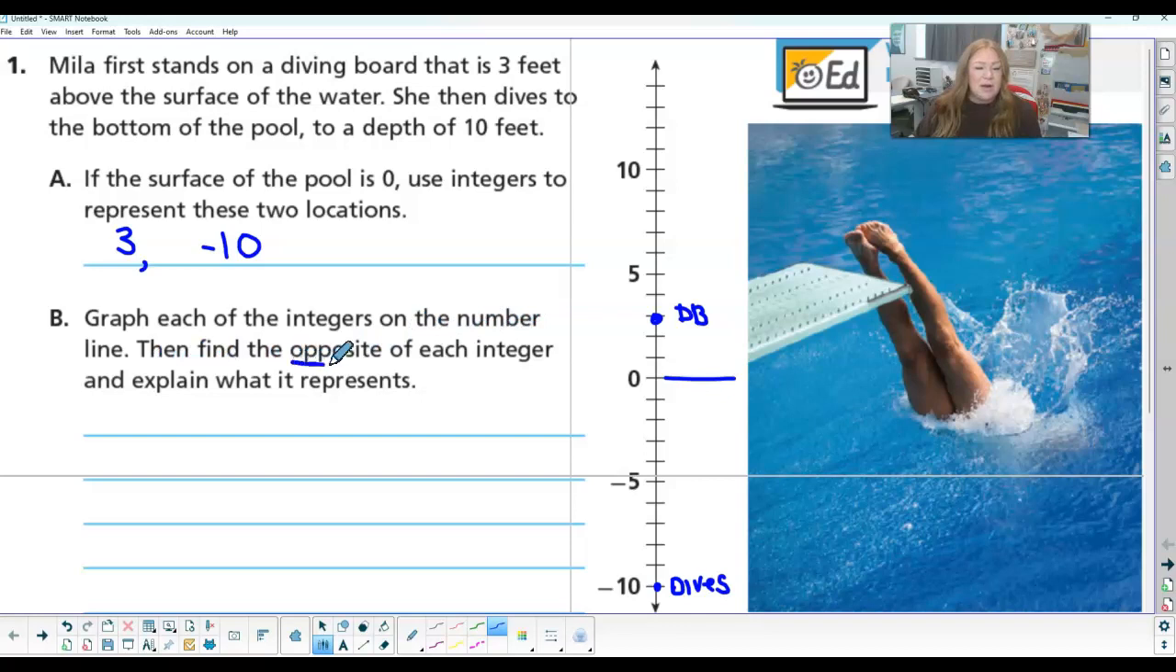Now we need to find their opposites and explain them. So opposite goes to the other side of the number line. So the opposite of 3 is going to be -3. So our first opposite is -3, and it wants to know, what does that mean? In this case, what does -3 mean? It means 3 feet below the water.